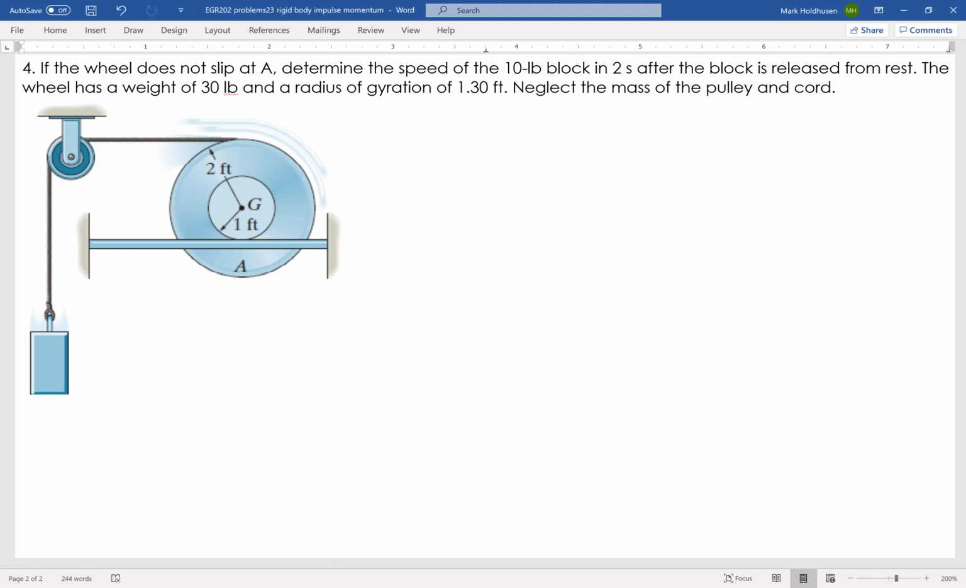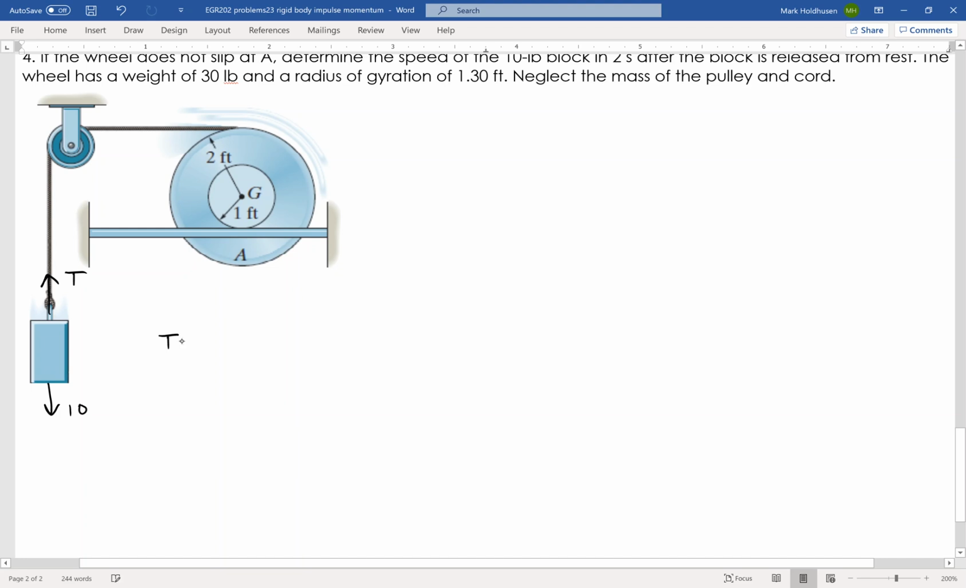We'll start by drawing the forces right on there, since I'm being nice and lazy. I've got a tension in the cable acting straight up, and a weight on this block of 10 pounds. So for my momentum equation on this block, everything's constant. The only other thing acting here is gravity. So I've got T times 2 seconds acting straight up, minus 10 times 2 seconds acting straight down.